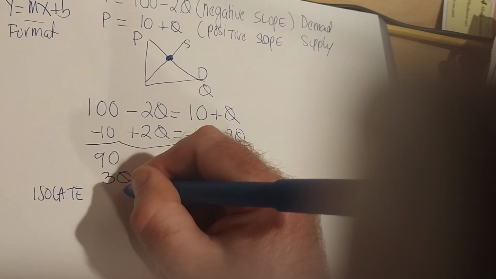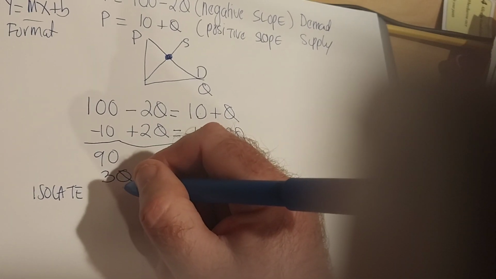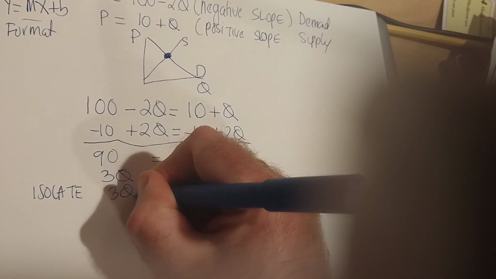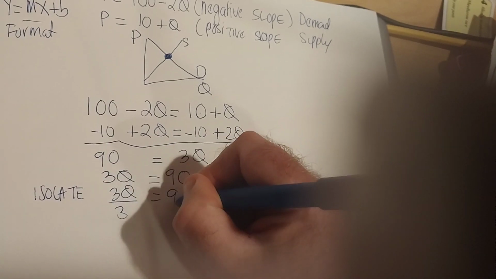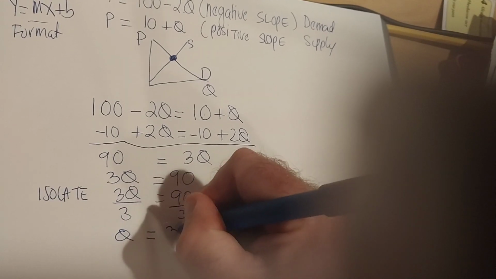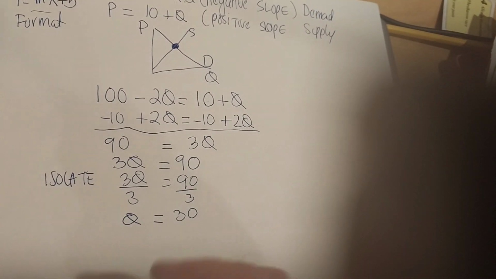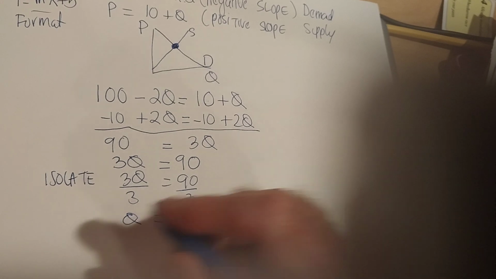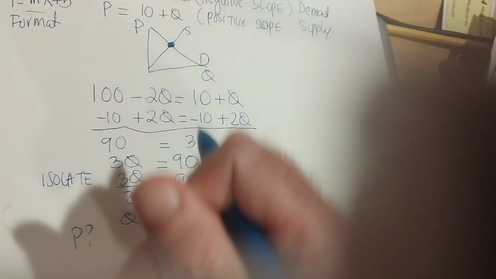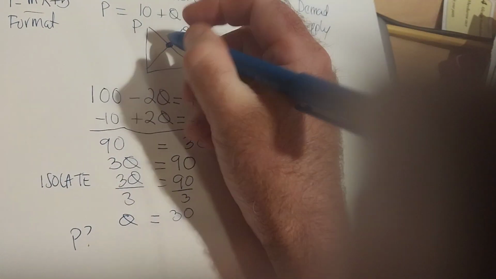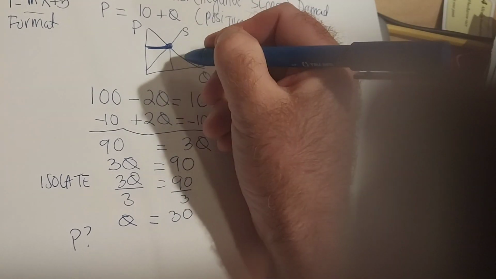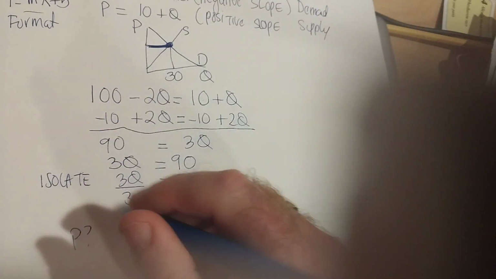So how do we do that? We're going to divide both sides by 3. So 3Q divided by 3 is equal to 90 divided by 3. And we know that Q is equal to 30. Now, remember, we solved for Q. We need to find out what the price is. So we're going to take any one of these equations because essentially it's one price, right? Not two prices. One price, one quantity. So we know what the quantity is. So we're going to plug this back in.